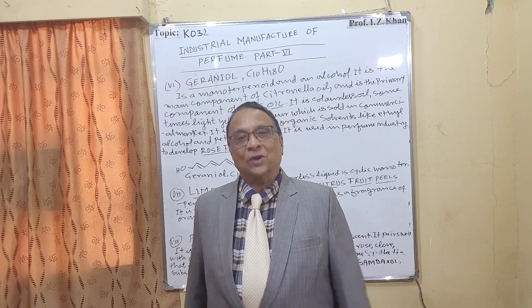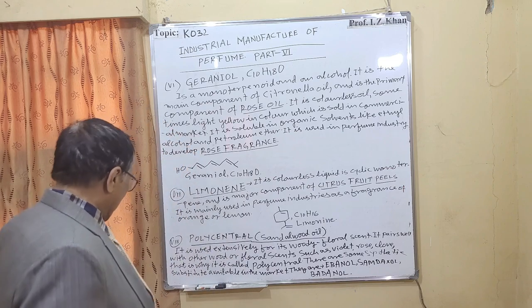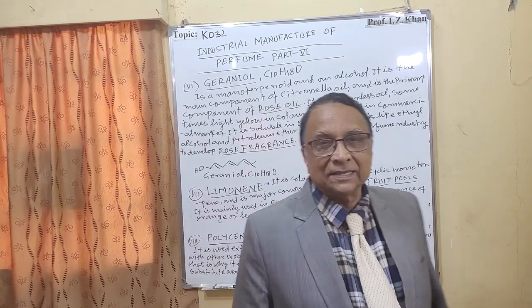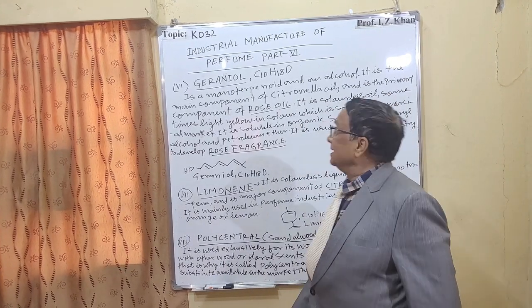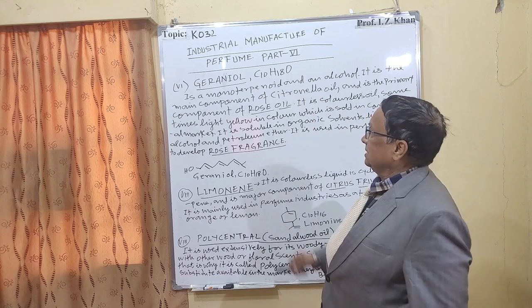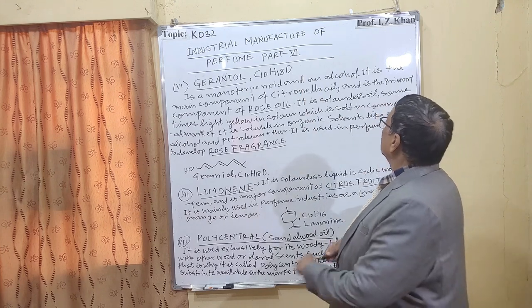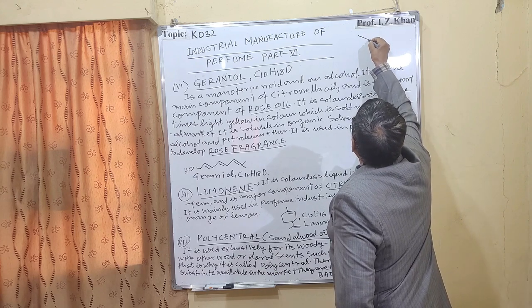of all these components. So here, number 6 is called geraniol. And this geraniol has molecular formula C10H18O. It's all terpenoidal nucleus. Terpenoidal nucleus, as I have already told you, is the first isoprene.